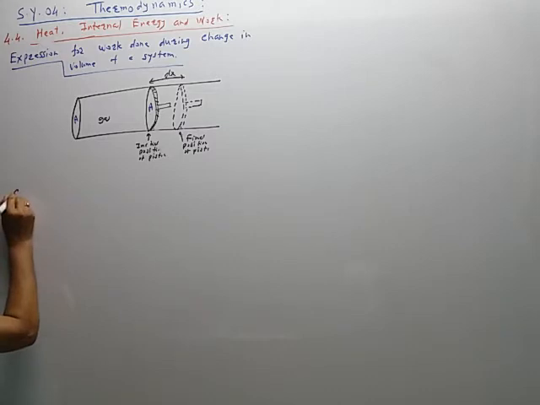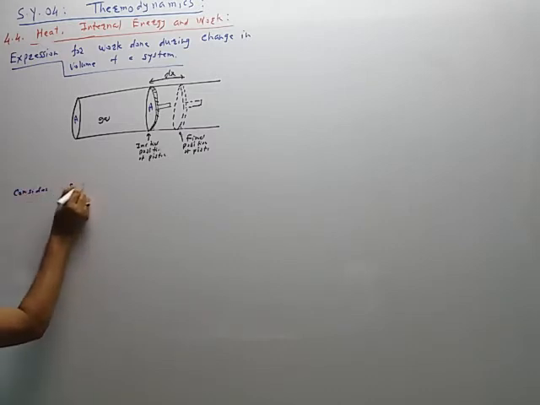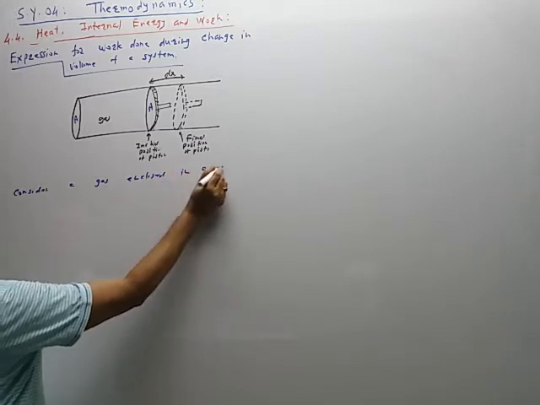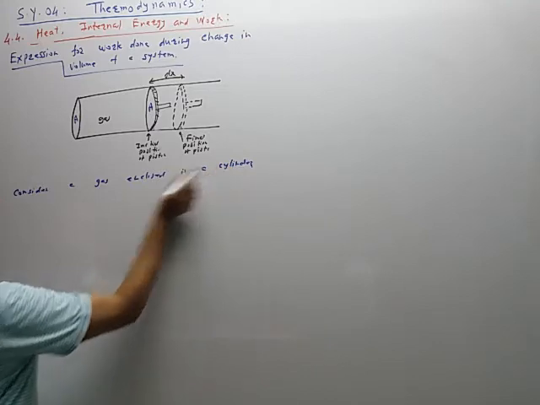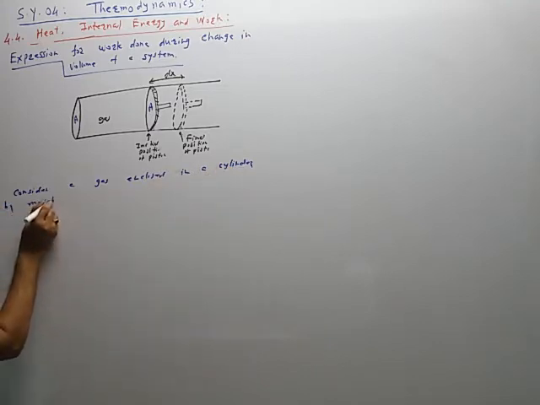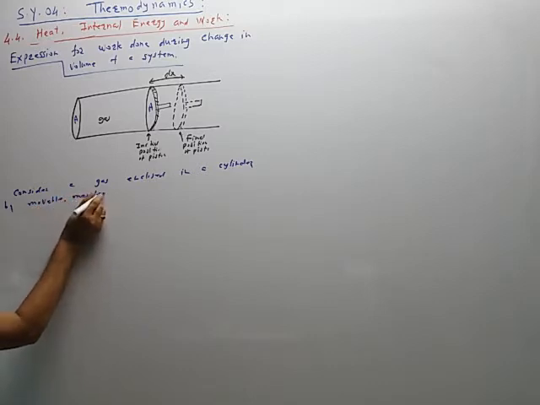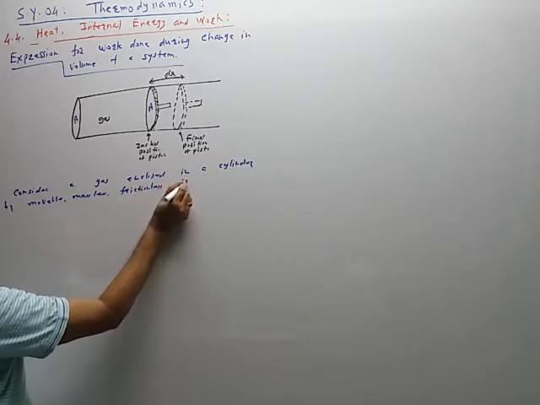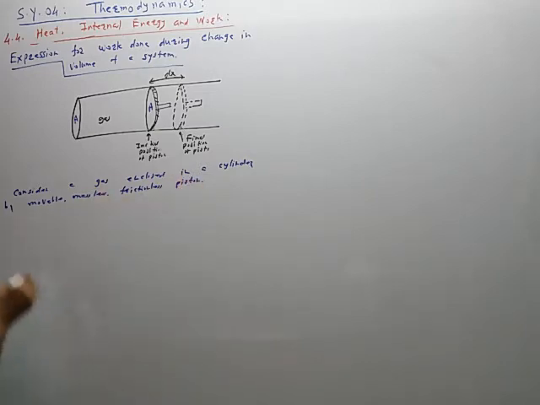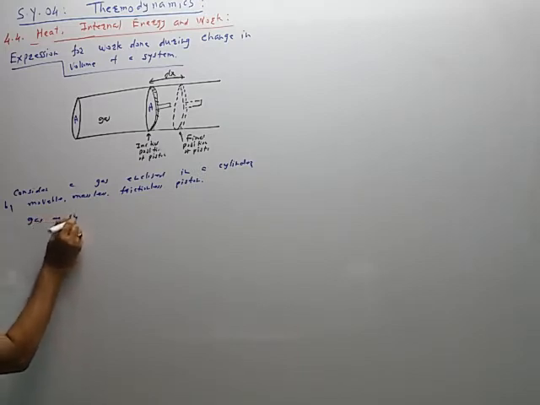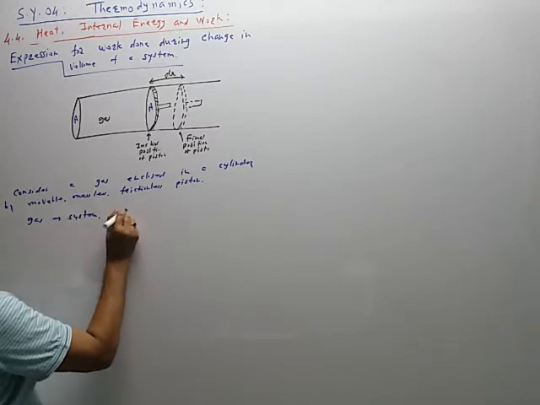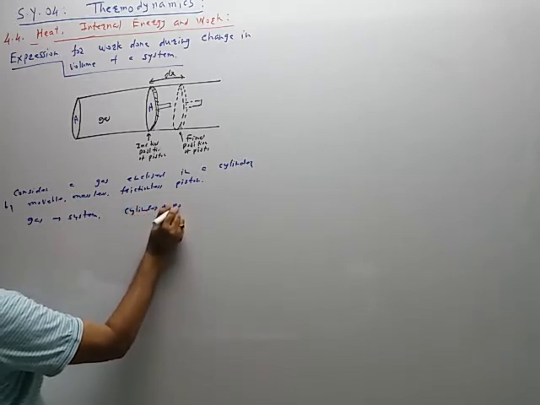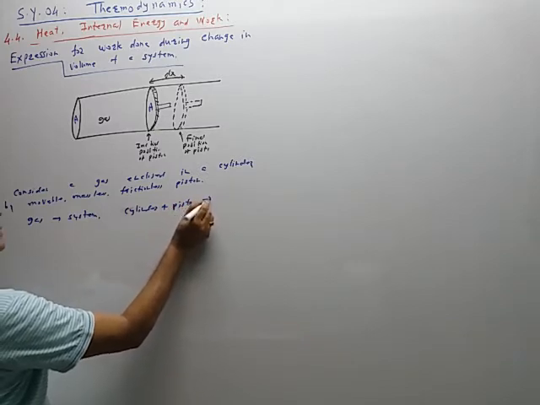So consider a gas enclosed. It is a closed system. A gas enclosed in a cylinder by a movable, massless, frictionless piston as shown in the figure. So gas is the system and cylinder plus piston is the environment.